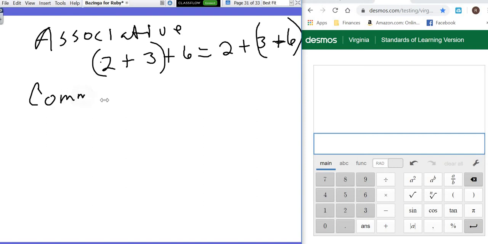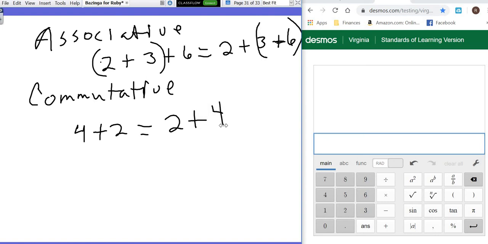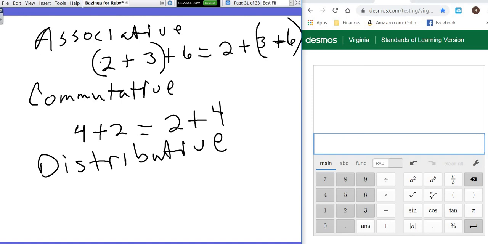Now, if you have commutative, that's a little different. So if you have 4 plus 2 here, and on the other side you have 2 plus 4, that means they switched places. That's commutative. And then our favorite is the distributive property, and we'll be going into that more.